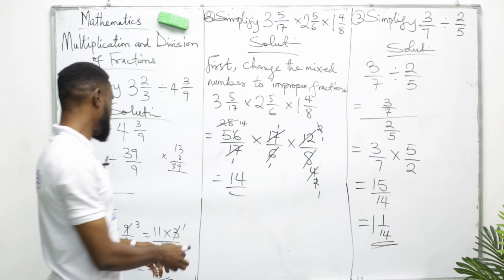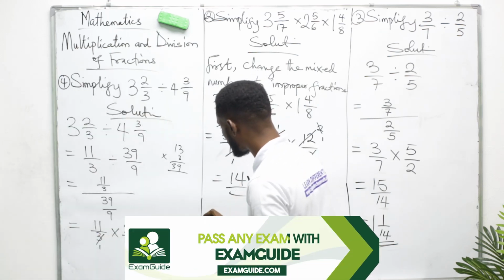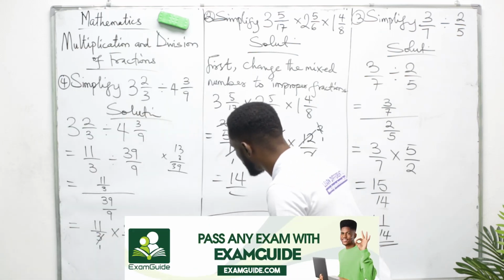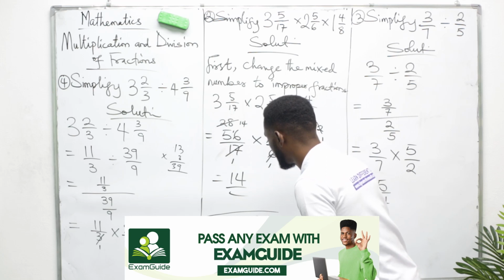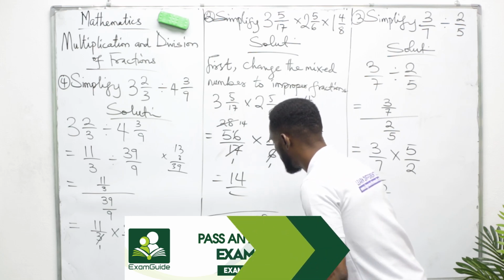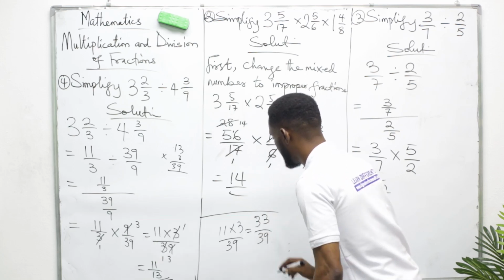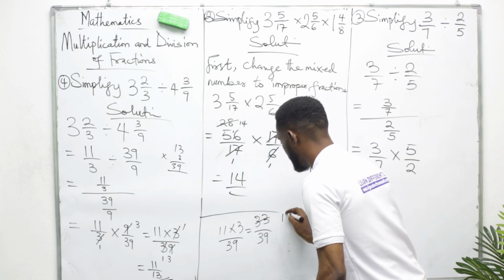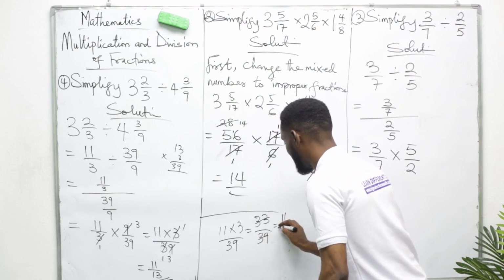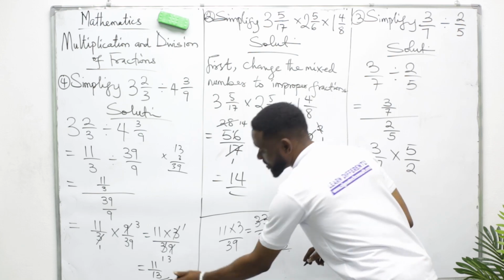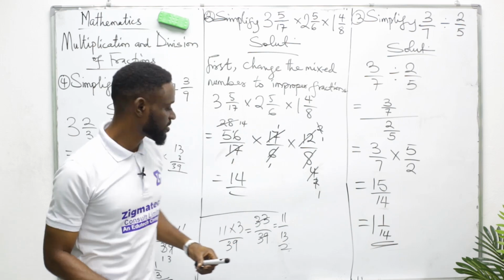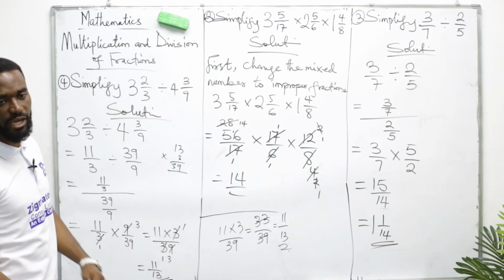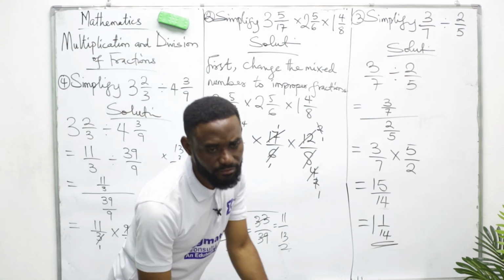Okay? I was trying to tell you that even if you do 11 times 3 over 39, it will give you 33 all over 39. 3 into 33 is 11. Can you see? 3 into 39 is 13, which will give you the same thing that we got here. So whichever way you want to go about it, you will still arrive at the same answer. Okay? All right.